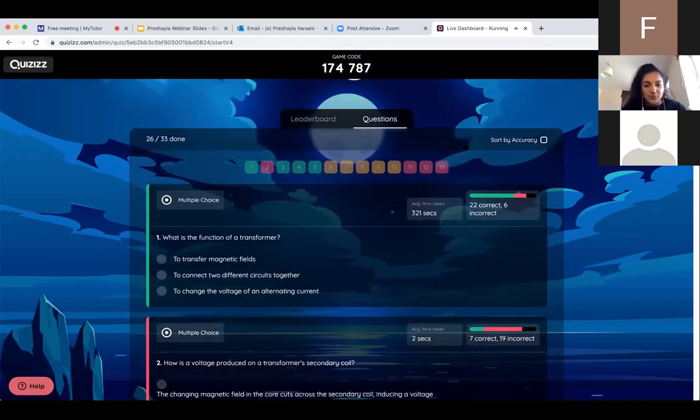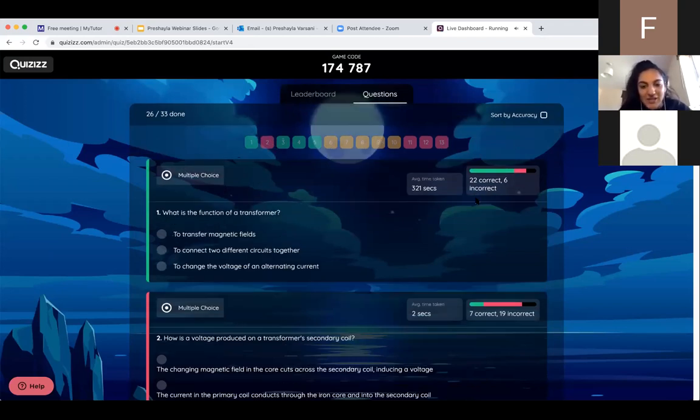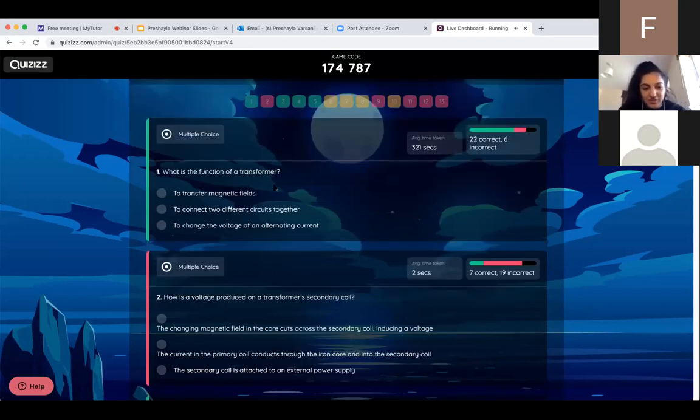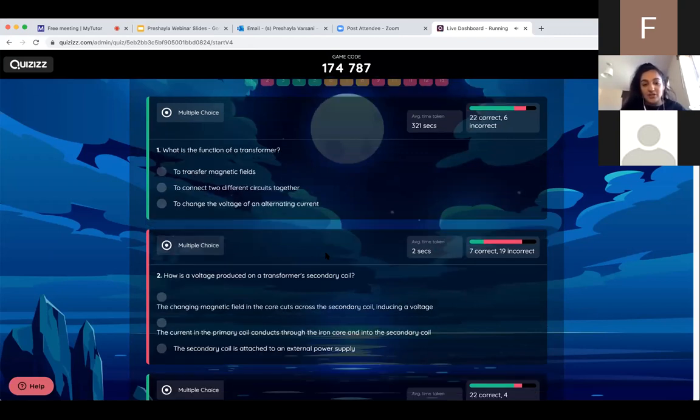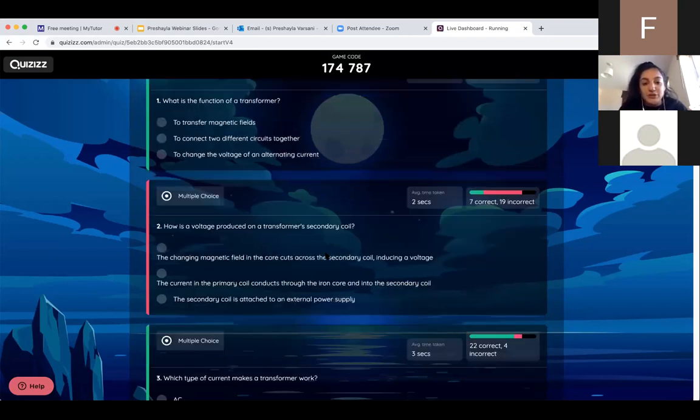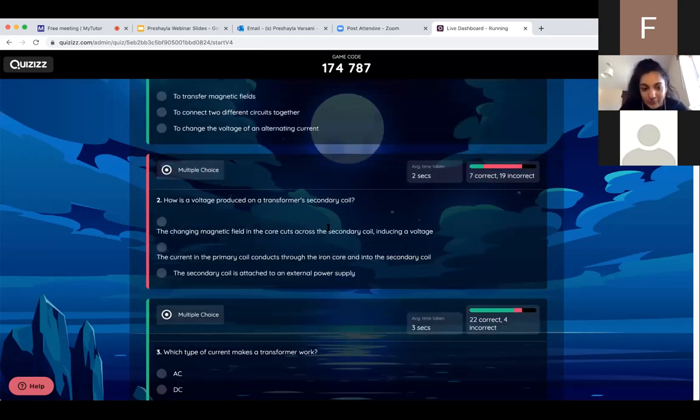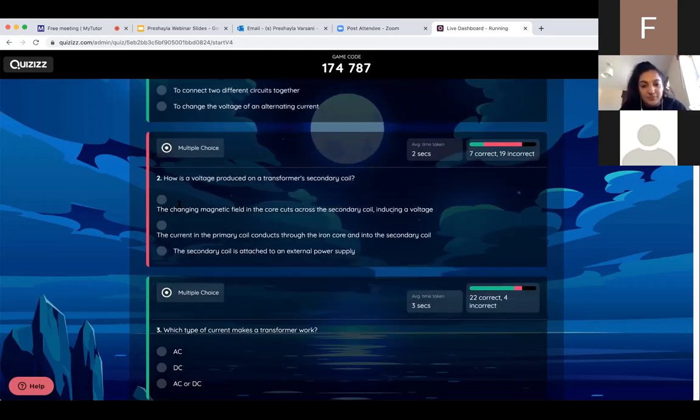Question 1, 22 of you got it correct. 6 were slightly incorrect. So the answer for what is a function of a transformer is simply to change the voltage of an alternating current. The whole point of a transformer is to either step up the voltage, increase it, or step it down and decrease it. How is a voltage produced on a transformer's secondary coil? The changing magnetic field in the core cuts across the secondary coil and induces a voltage.